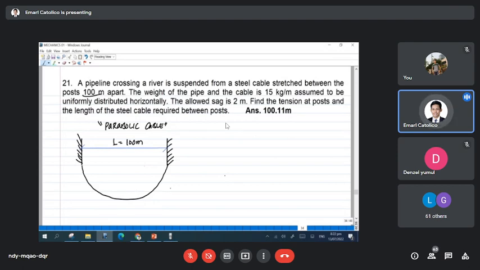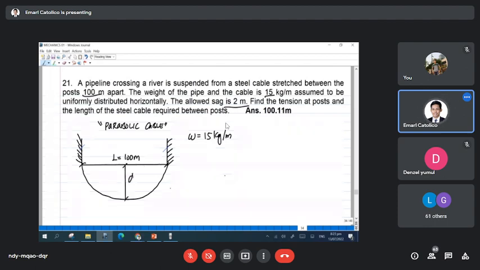Okay na to. The weight of the pipe and the cable is 15 kilogram per meter. So, kilogram per meter, yan yung weight na dahilan ng paglundo ng cable. Kilogram per meter, or yung omega. The allowed sag is 2 meters. Okay? So, yung allowed sag, so from fixed point, 100 meters. So from horizontal point hanggang dun sa pagkasag, yan yung letter D, which is 2 meters.